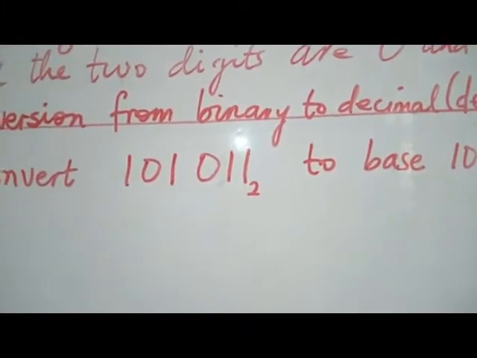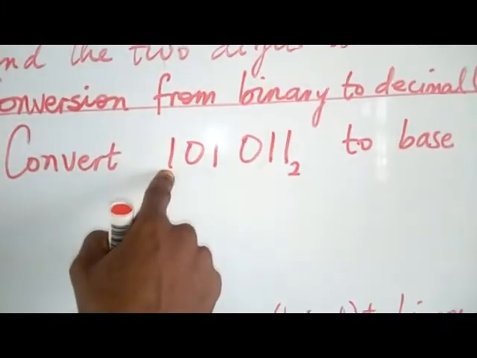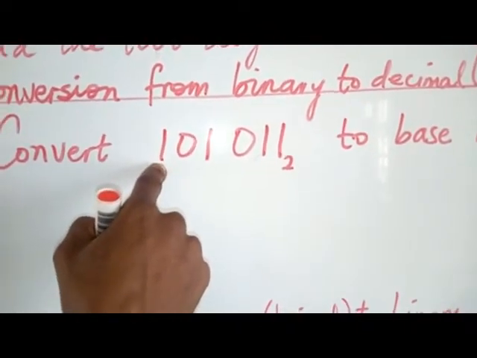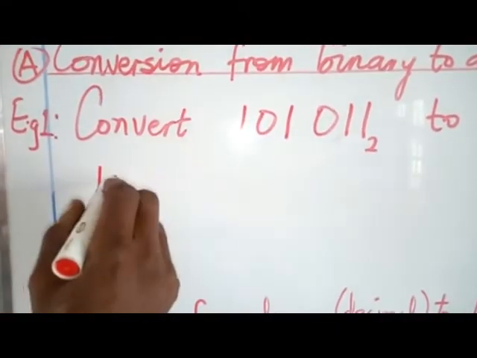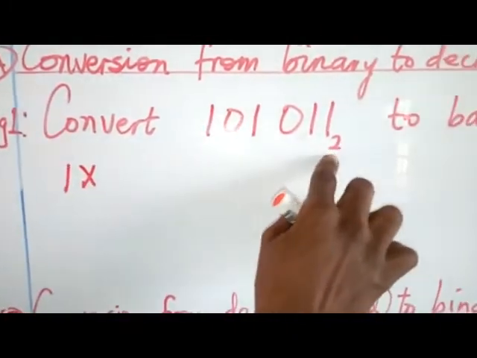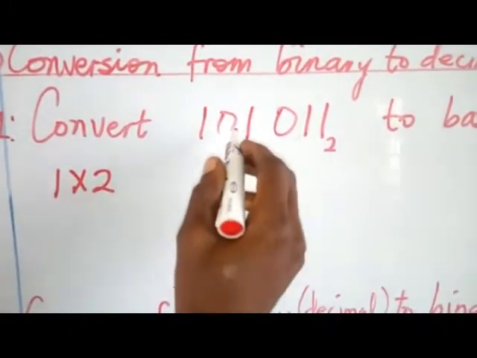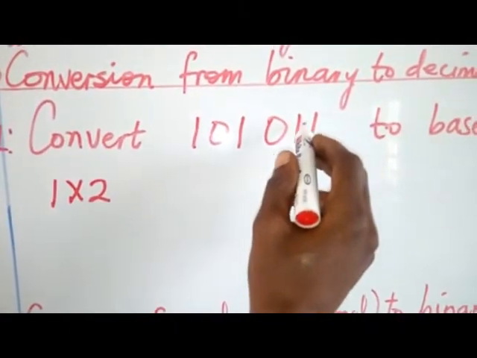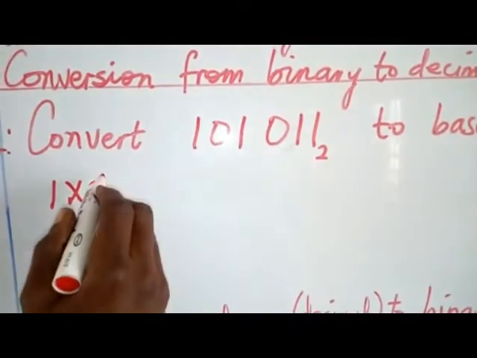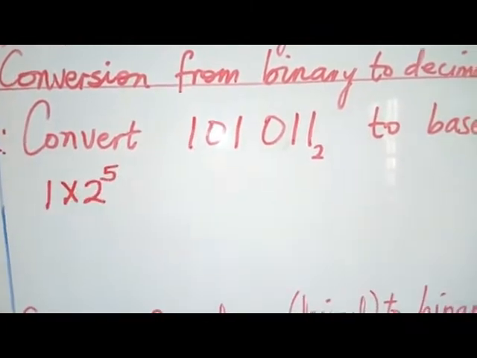And what do we do? We start from the first digit, and the first digit here is 1. You write 1 times the base. The base here is 2. Then you count the remaining digits. We have here 1, 2, 3, 4, 5. That is going to be power 5.